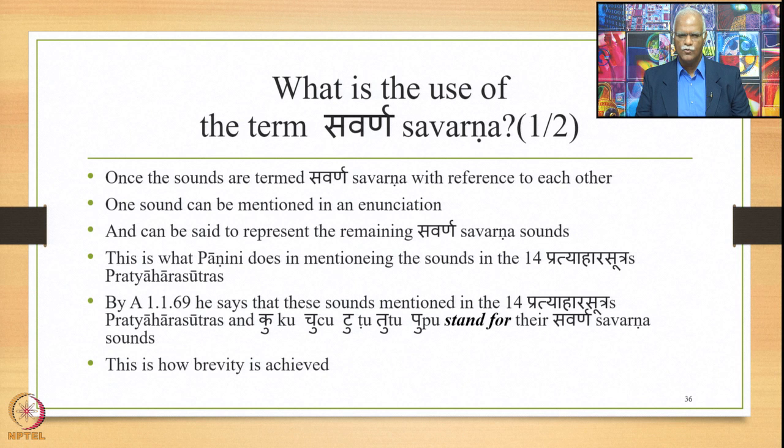And then he creates a rule 1-1-69, which says that these sounds mentioned in the 14 Pratyahara Sutras and ku, cu, ṭu, tu, and pu, they stand for, they represent their savarṇa sounds. So, when you utter just one sound, it stands for all the 18 varieties in terms of a vowel. And if you mention just ku, it stands for all its 5 sounds, class sounds. This is how Panini attains brevity. And also, the scientific base for the operations which are called the grammatical operations, which are stated in his own grammar.